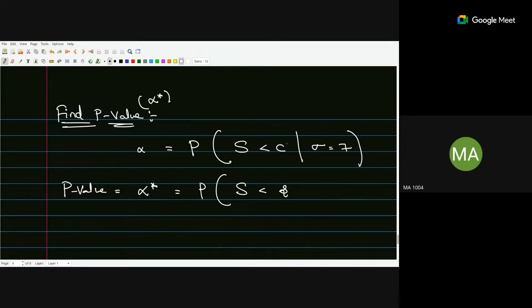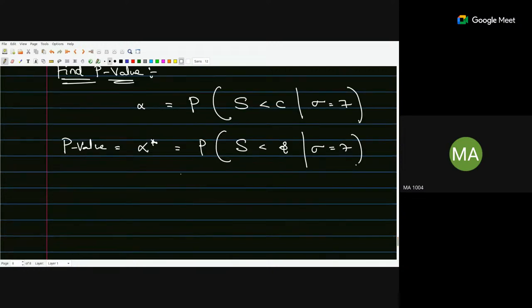So for different values of C, I will get different alphas. For a special value small s, which is the given test statistic value, if I replace it, that particular special case alpha is called the P value. This is sigma is equal to 7. And here, we know s is 6.2. Now we have to find this alpha star.